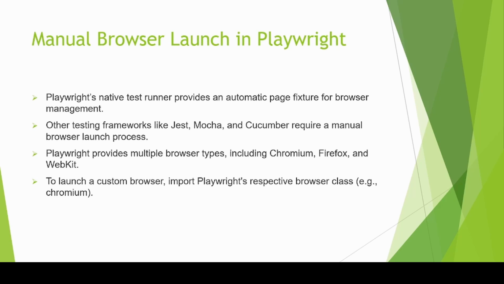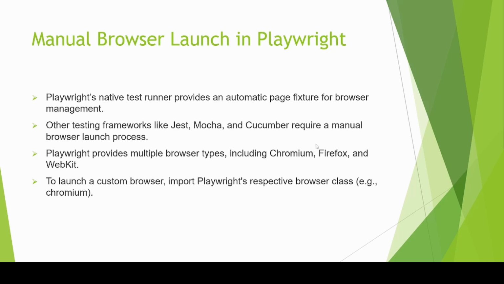In the last section, we learned how to write a first script using the page fixture. Today, we are going to explore how to manually launch a browser. Playwright's native test runner provides the inbuilt page fixture for launching the browser. But the inbuilt page fixture will not be supported for other frameworks like Chai, Mocha and Cucumber. In order to launch the browser for these frameworks, we have to launch the browser manually.